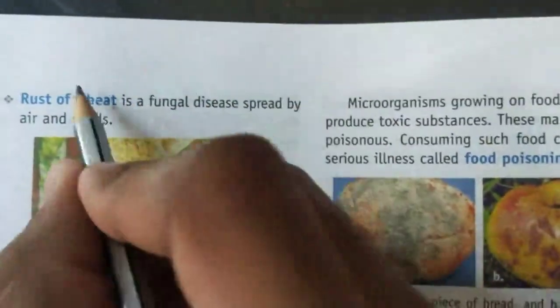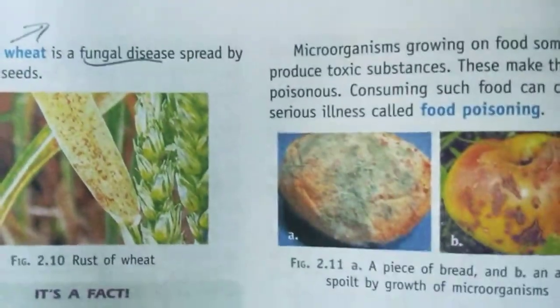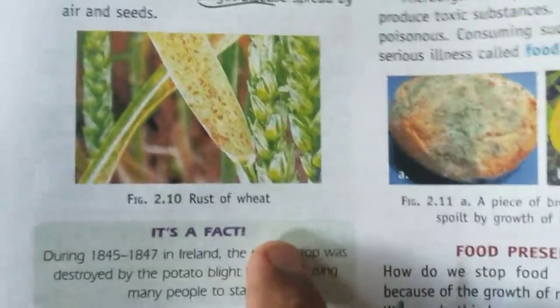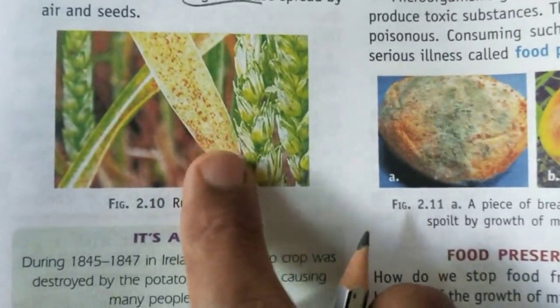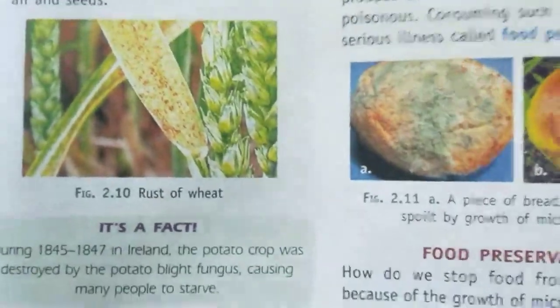Wheat also gets rusted. Rust is a fungal disease. So this is a photo of rust of wheat, like this. Brown patches will appear on the leaves of the wheat.